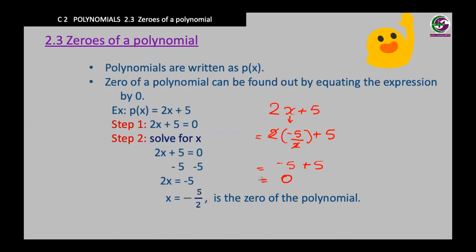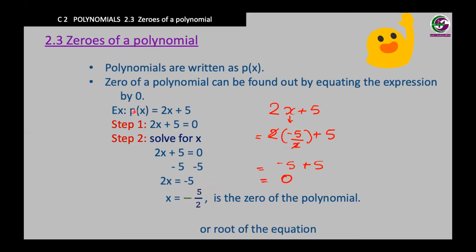In short, the meaning of zero of a polynomial is that we replace the variable in a polynomial by a constant number so that the whole expression turns to be a zero. Such a number which will give you the whole result of the polynomial equal to 0 is called a zero of a polynomial, or it is also called the root of the equation.